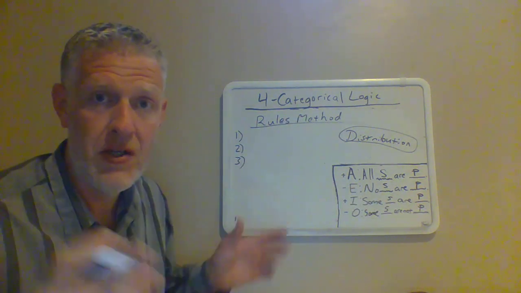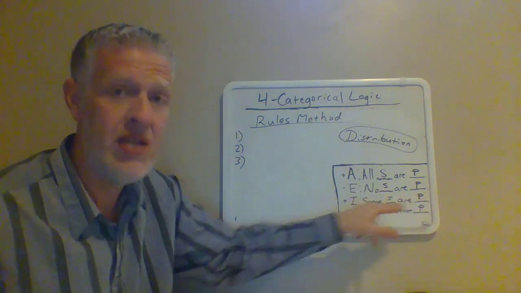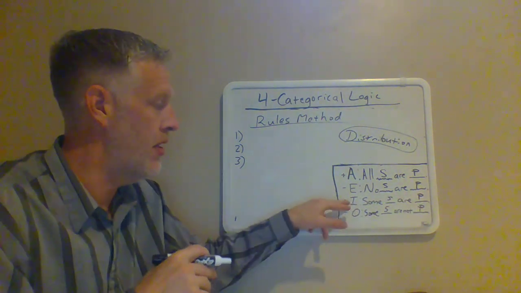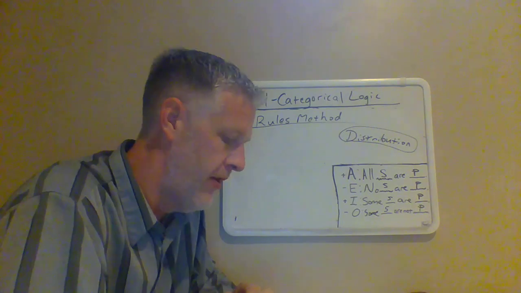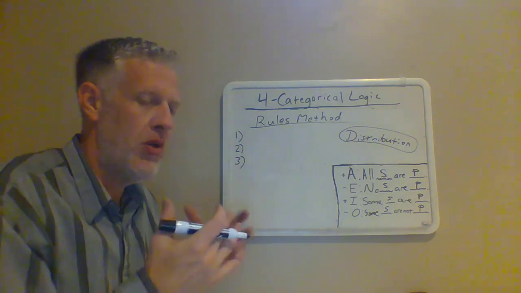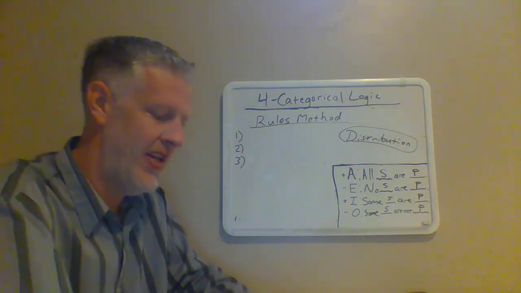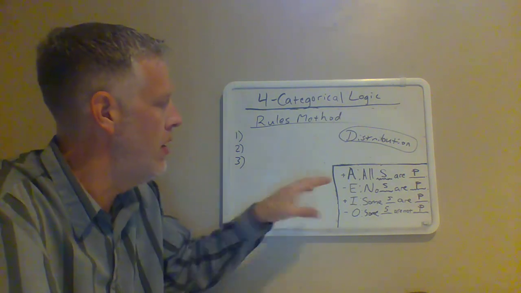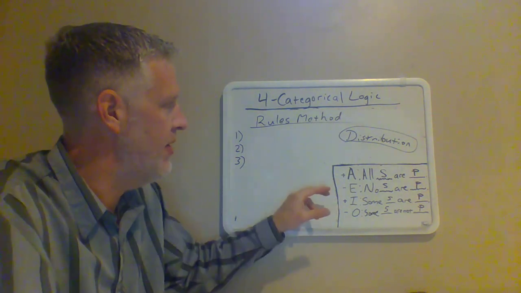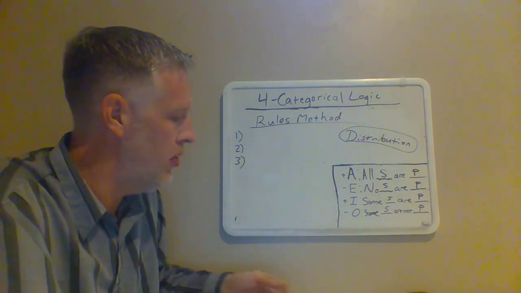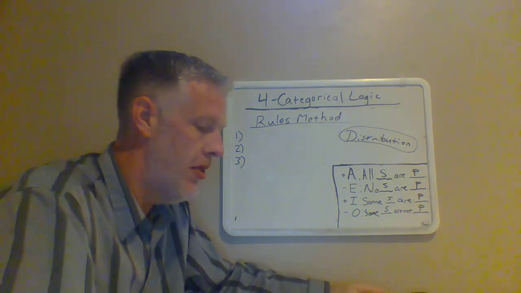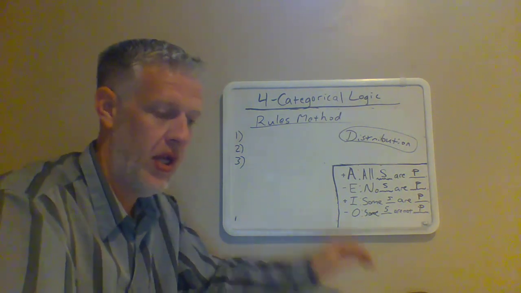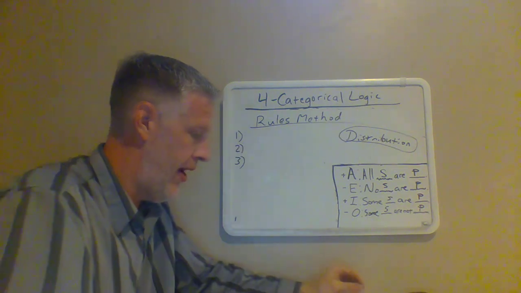We don't know that they're all not fire trucks. We don't know anything definitively about either of those terms in the instance of an I claim. So hopefully that idea of distribution is starting to make some sense. If you have the notion of affirmative and negative claims in mind, and also this idea of distribution, then you can apply these three so-called rules for the rules method.